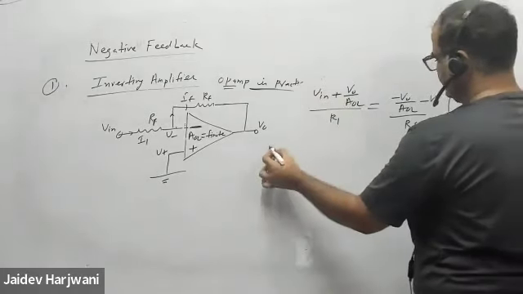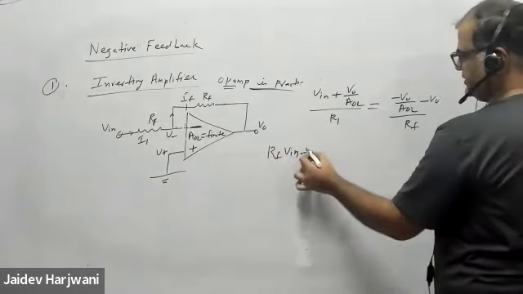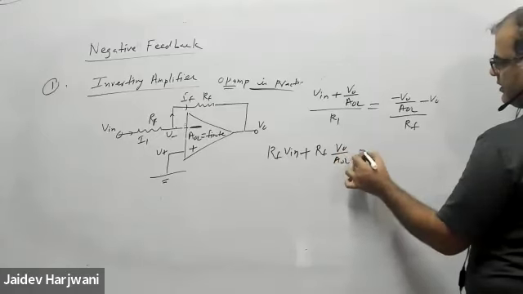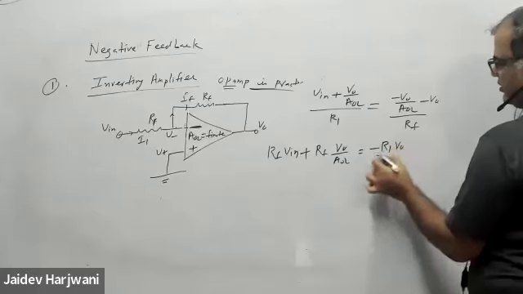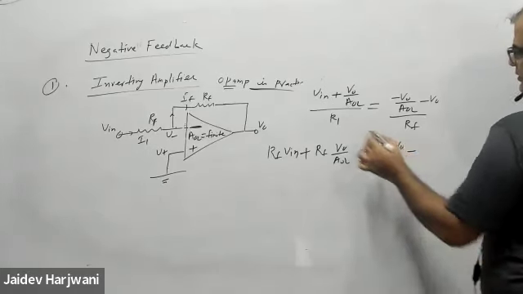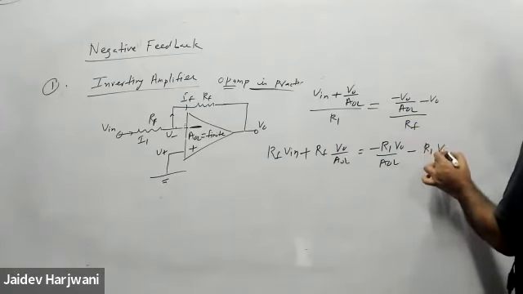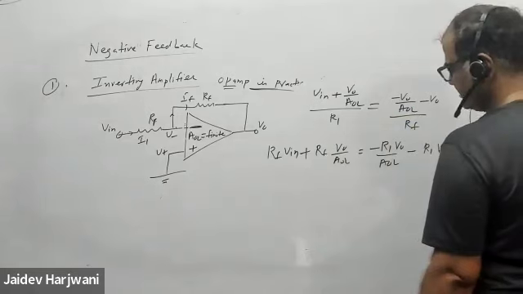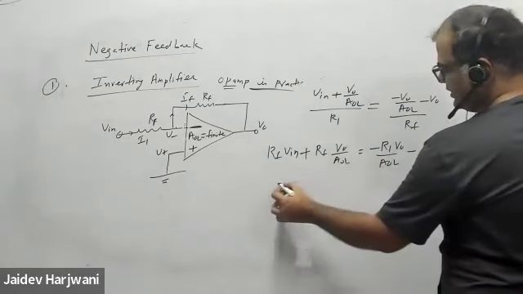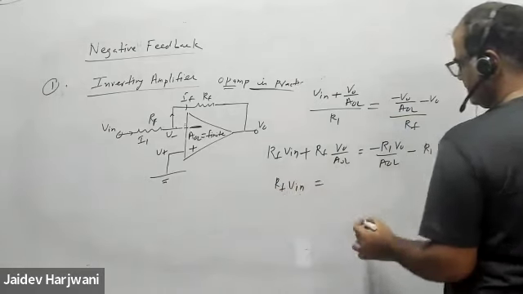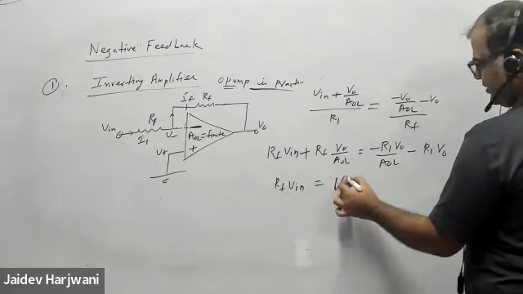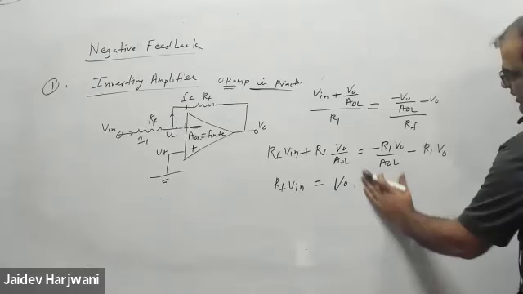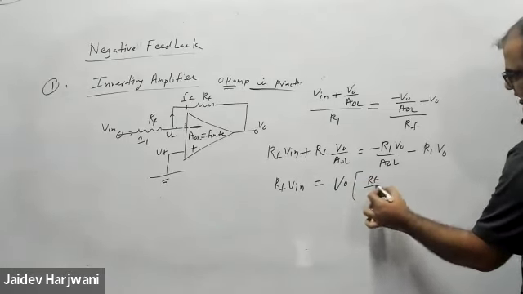So multiply this here. This becomes RF V input plus RF V naught upon AOL minus R1 V naught upon AOL minus R1 V naught. Bring the V naught terms to one side and the V input term to the other side. So RF V input is equal to V naught common, this will give you RF by AOL.